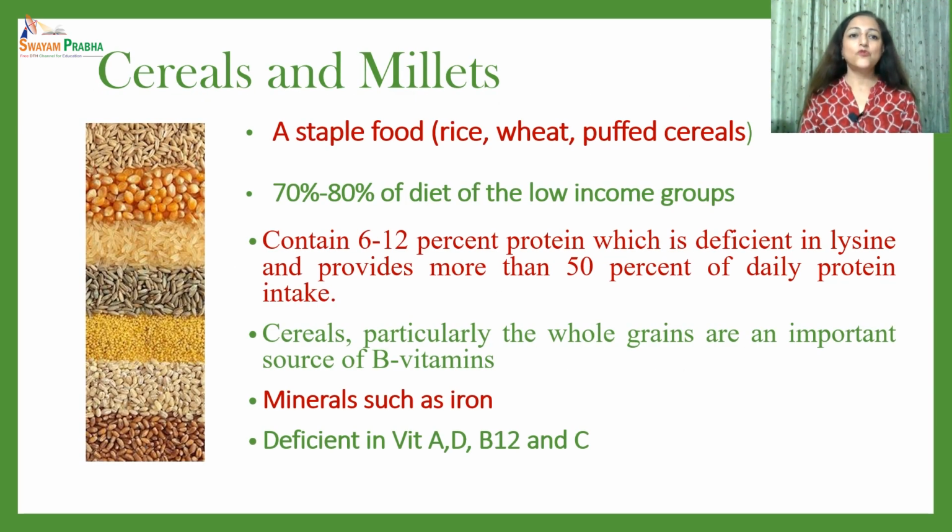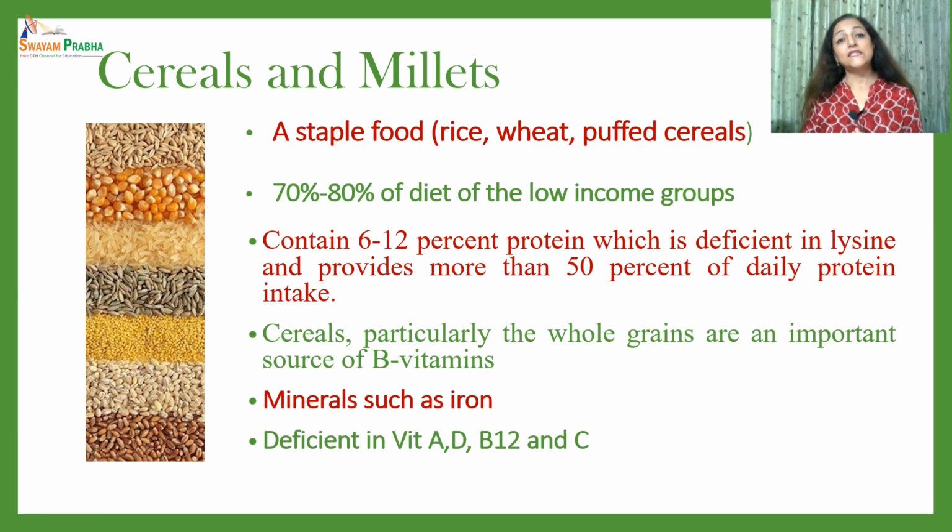The first food group is cereals and millets. Cereals and millets are a staple food and include rice, wheat, puffed cereals and certain millets. In low income groups, they may contribute 70 to 80% of the diet because they are cheaper sources of energy. Cereals contain 6 to 12% protein, and this protein is not of the best quality because it is lacking in one essential amino acid, that is lysine. But the protein contribution from cereals comprises approximately 50% of the daily protein intake.